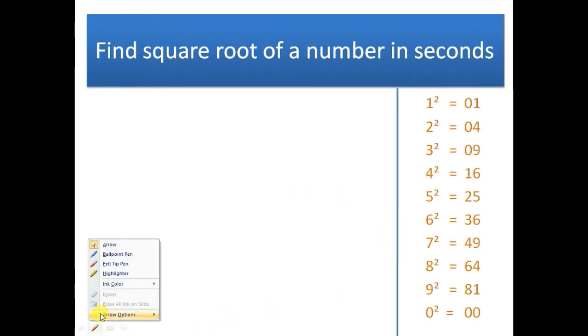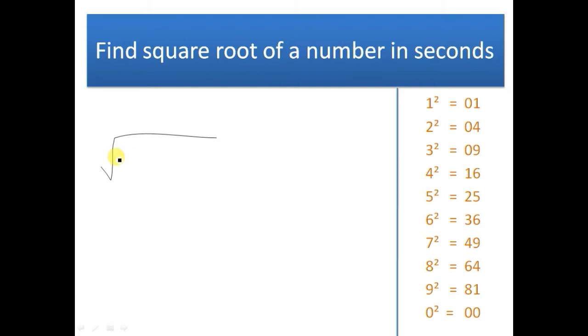So let's start. Let us take a number. Say, what is the square root of 9216? It seems tough to find the square root of such a 4-digit number without using a calculator, but I will describe a way that you will be able to find out even faster than a calculator.